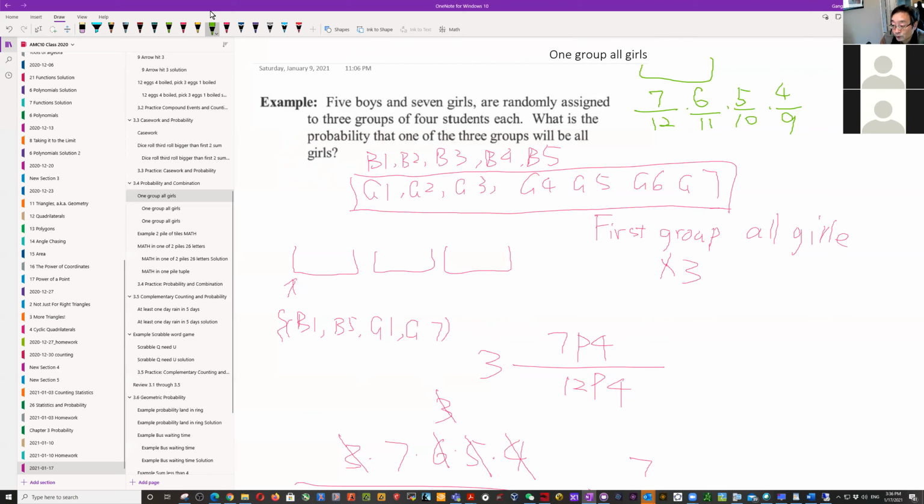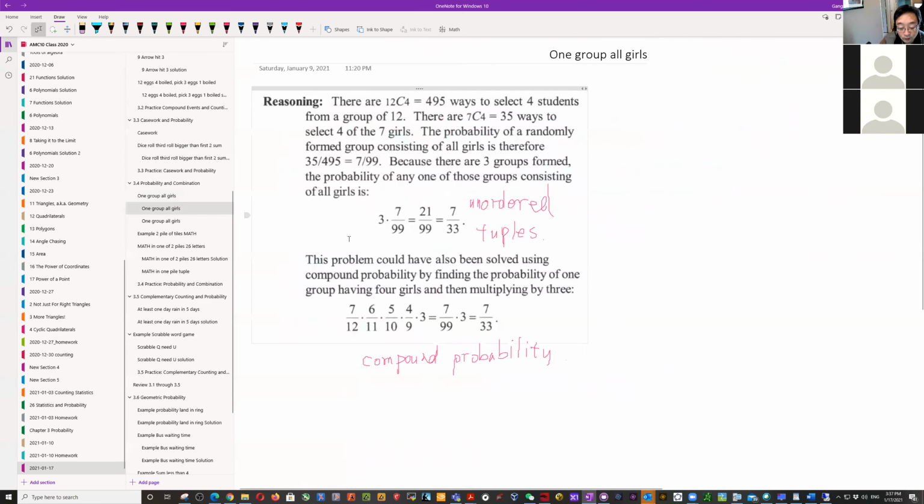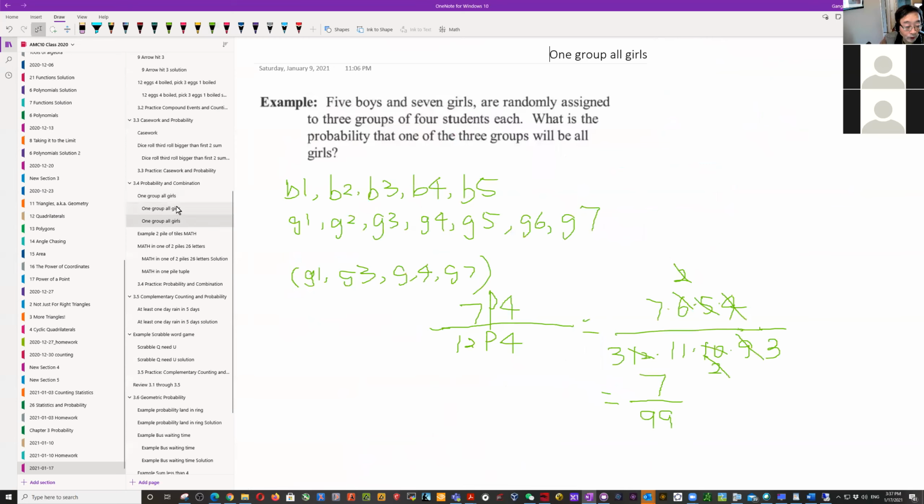But we have 3 groups. It's symmetric, so we multiply by 3. So we can actually cancel this way, and 2 and 3 and 3. And we're still going to get 7/33. So that's the way. Let's see, yeah. So basically, we actually have different ways.